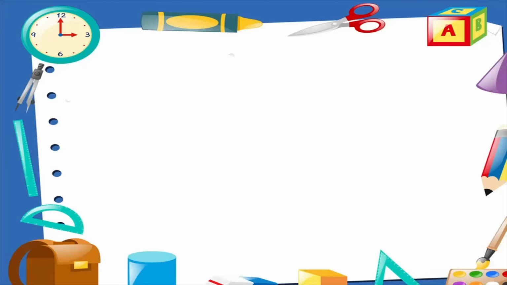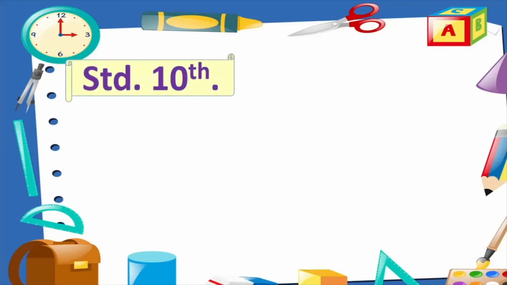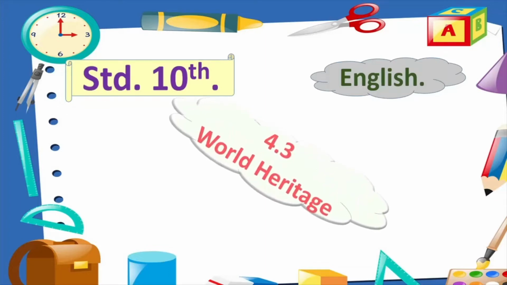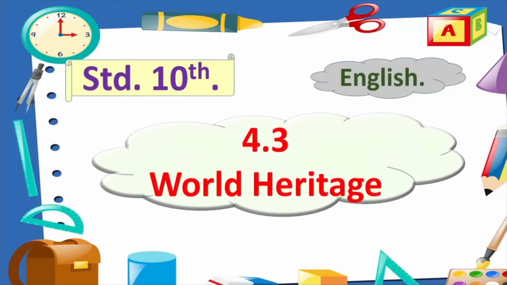So children, I'm back with a lesson in standard 10. Subject is English, and remember we had done half of a lesson last time in the video. So we had done lesson number 4.3, World Heritage Site, and when we did the first part of this lesson in the first video, we talked about all the facts and all the information which was there in this lesson for you.